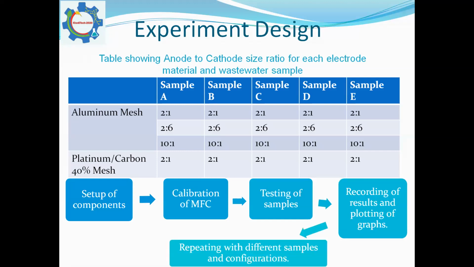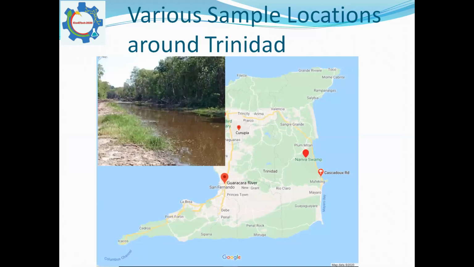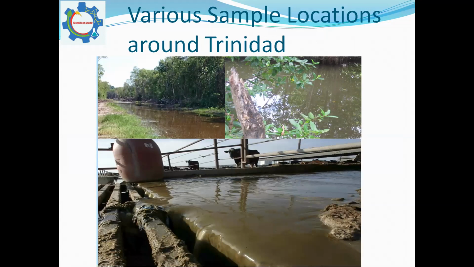The samples were chosen based on their backgrounds and type of waste they may be exposed to. Nariva swamp and Cascadeaux trees were chosen for their seclusion and remoteness to human interference. It is expected to be populated by microbes that feed off natural waste. The Guaracara River is located amongst industrial sites where artificial waste from civilian and industry may run off into the river. The cow farm in Cunupia should contain feces, urine, and various pesticides, and therefore should be home to microbes that live off these compounds.